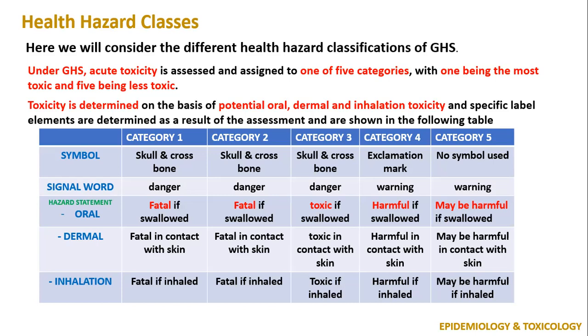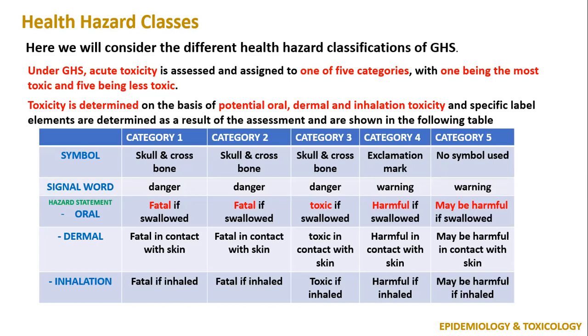So now we will see the oral hazard. First we will see category 1, 2, and 3. Category 1 and 2 are basically fatal, meaning if the person is exposed to a chemical which falls under category 1 and 2, it may result in fatality, but it depends whether the chemical route of entry is oral, dermal, or through inhalation. Category 3 is considered toxic, category 4 is harmful, and category 5 may be harmful.